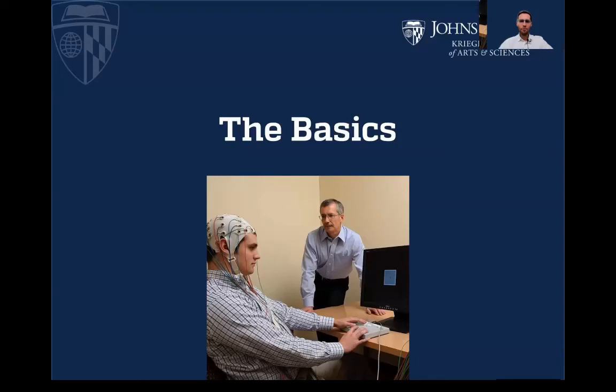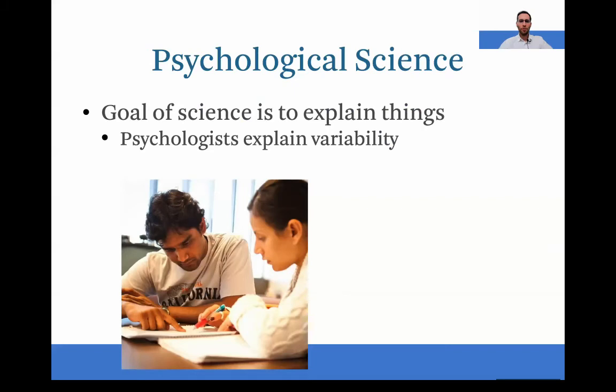In this video, we'll talk about some of the finer points in the basics unit that cover research methods and perspectives in psychological science. We should remember that the goal of basic science is to explain things. We have questions and we want answers. The goal of psychology as a field is to explain variability in human mental processes. So if our goal is to explain variability, then we need to ask ourselves, what exactly is a variable?